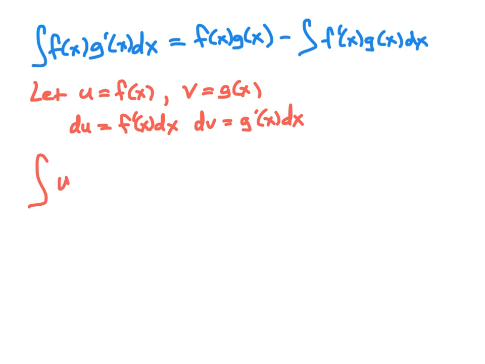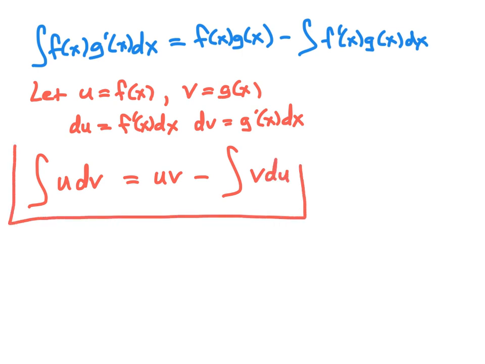Substituting all of these into the equation at the top, we obtain the integral of f times g prime, which is going to be u dv. That will equal f times g, which will be uv, minus the integral of f prime g, or g f prime if we want to put the derivative at the end, and that would be v du. And so we obtain this formula here, where u and v are differentiable functions, and this is known as the integration by parts formula.